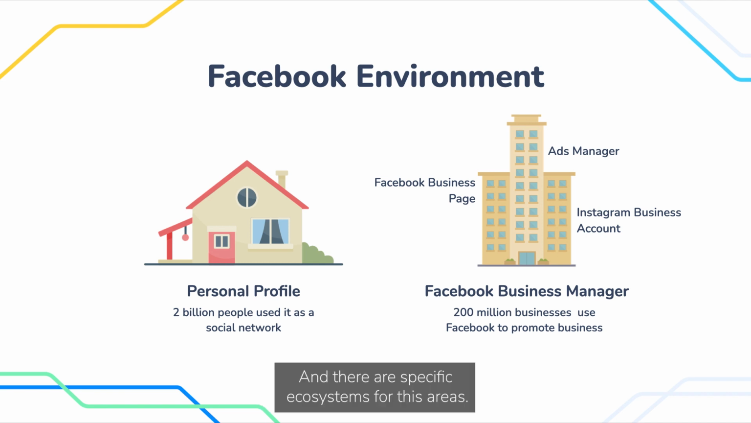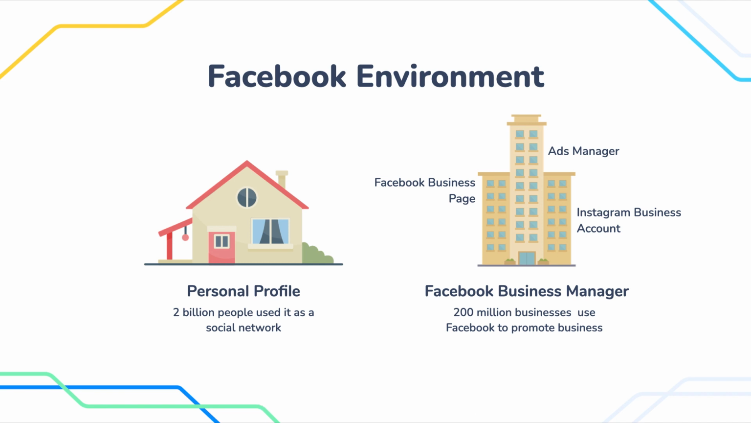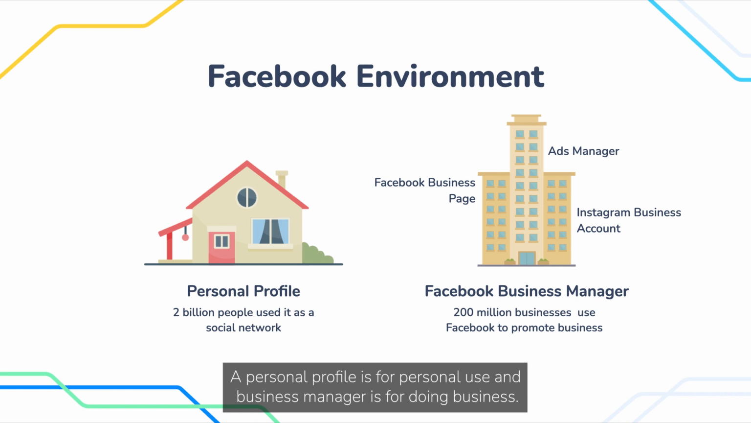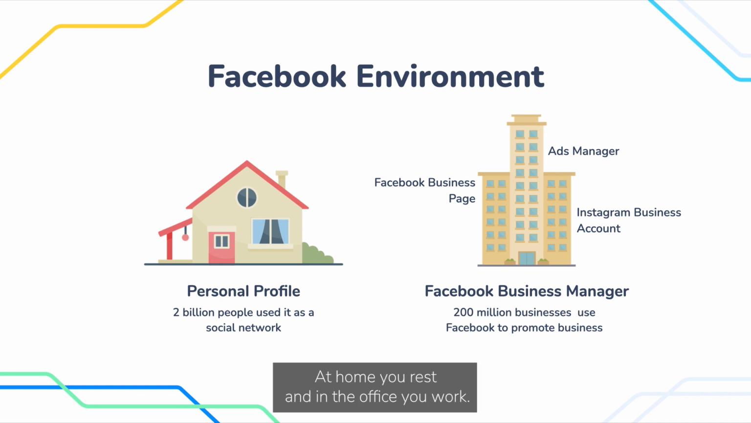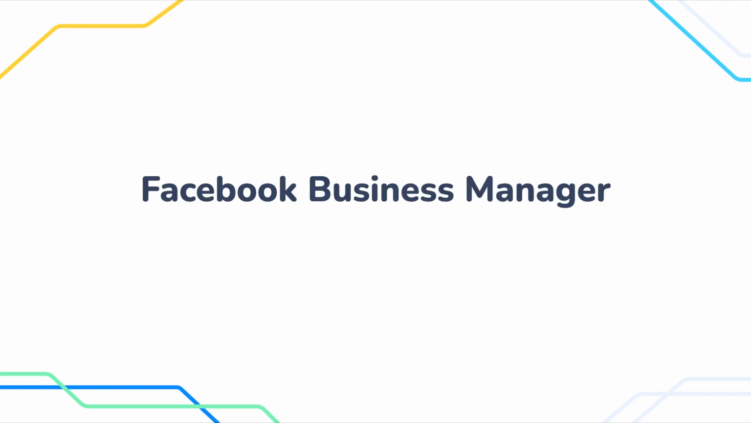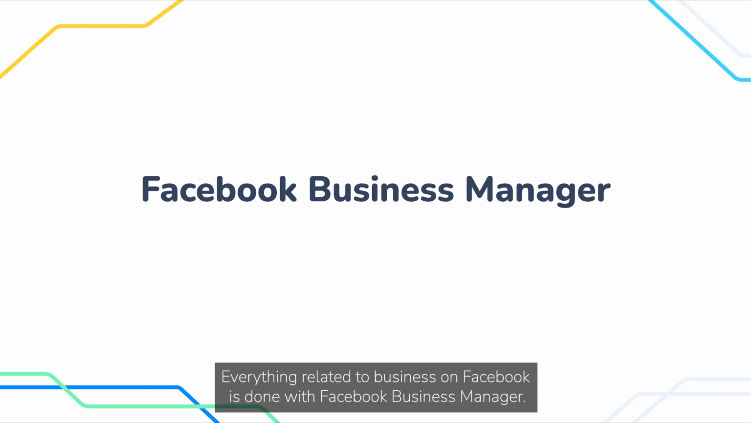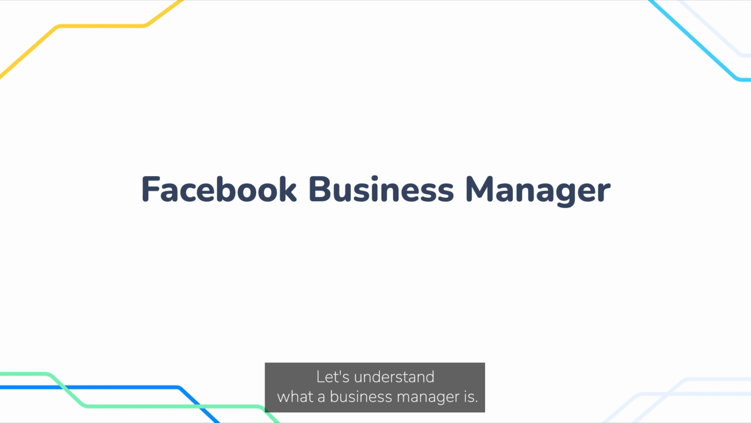And there are specific ecosystems for these areas. A personal profile is for personal use, and Business Manager is for doing business. It's like home and work. At home you rest, and in the office you work. Everything related to business on Facebook is done with Facebook Business Manager. Let's understand what a Business Manager is. A Business Manager is a kind of environment where everything related to business happens.